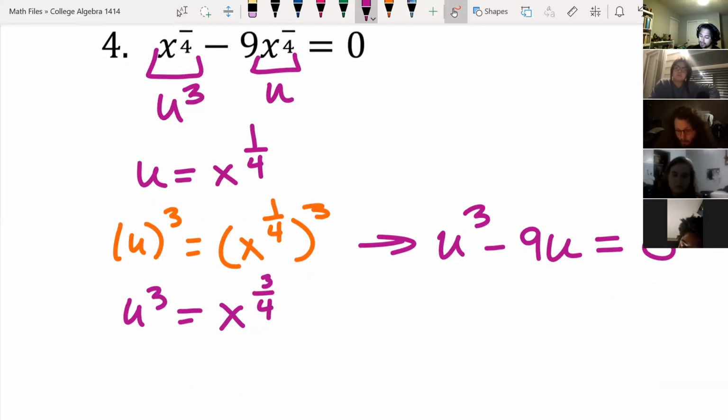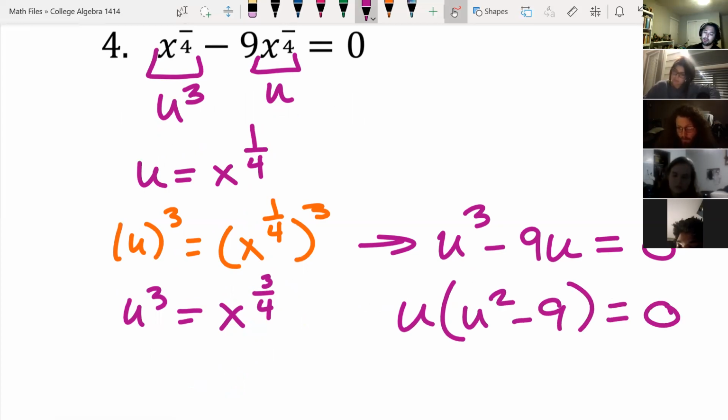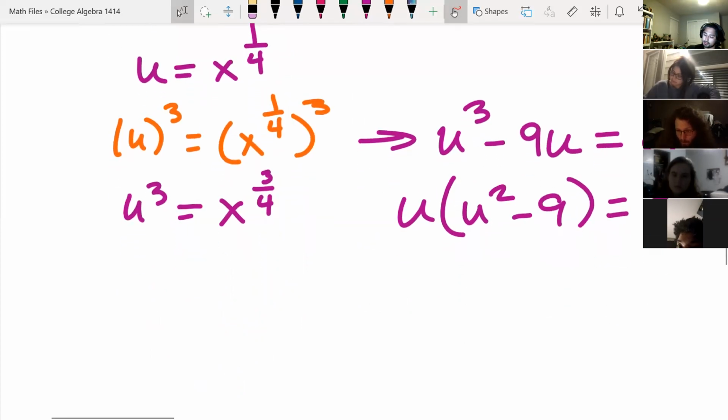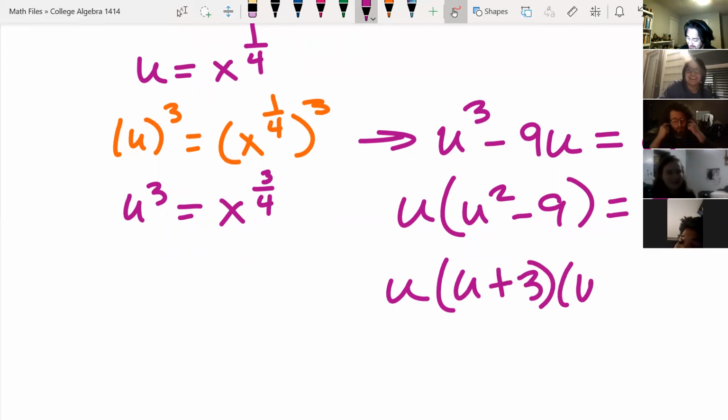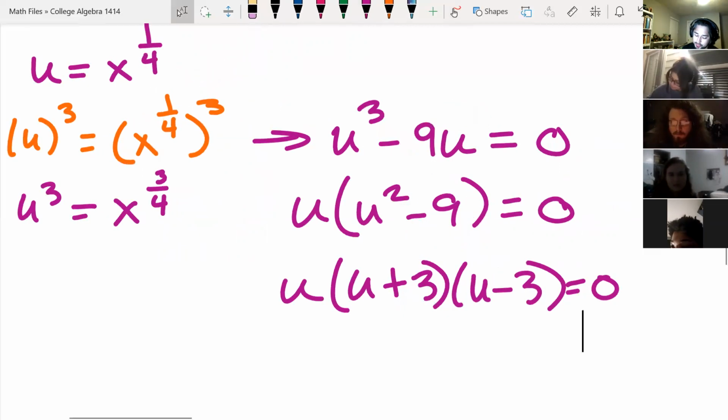U. All right. And if you factor u out, what are you left with? U squared minus 9. And u squared minus 9 is a what? It's a difference of squares. So what is u squared minus 9 factored to? Something plus 3, something minus 3. There you go. In this case, it's u. It's always been u.